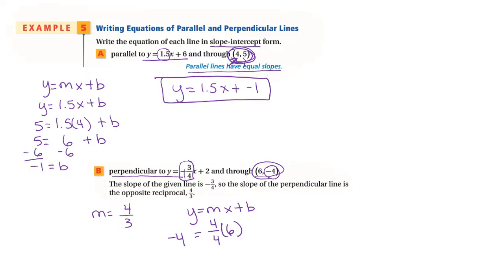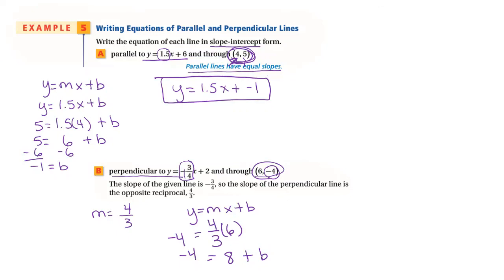And let me fix this. Hold on. This was supposed to be 4/3. All right, so 4/3 times 6: 6 times 4 is 24, divided by 3 is 8, plus b equals -4.